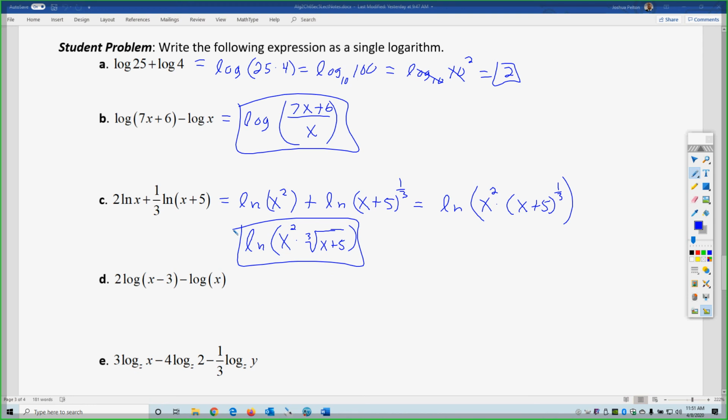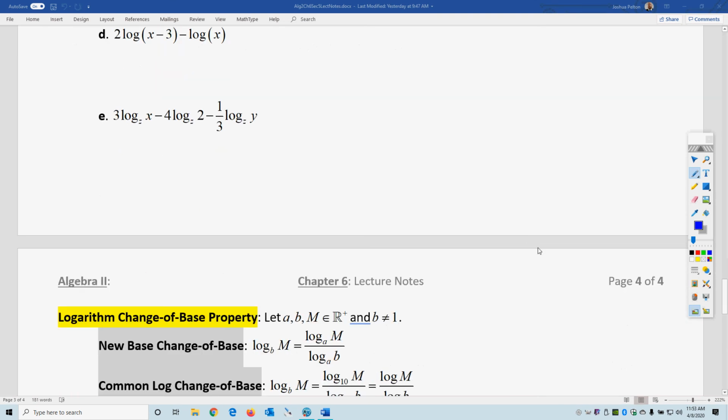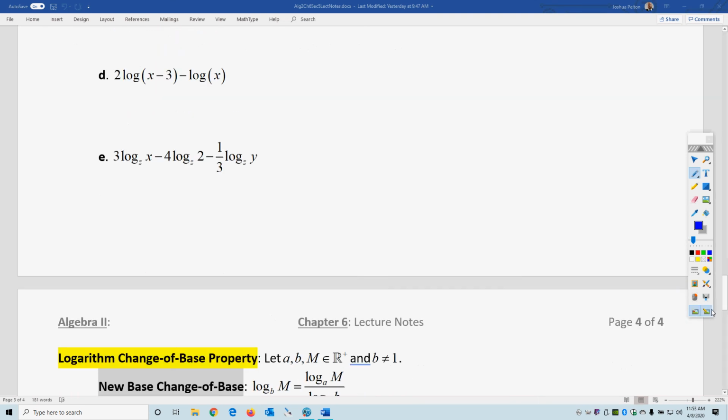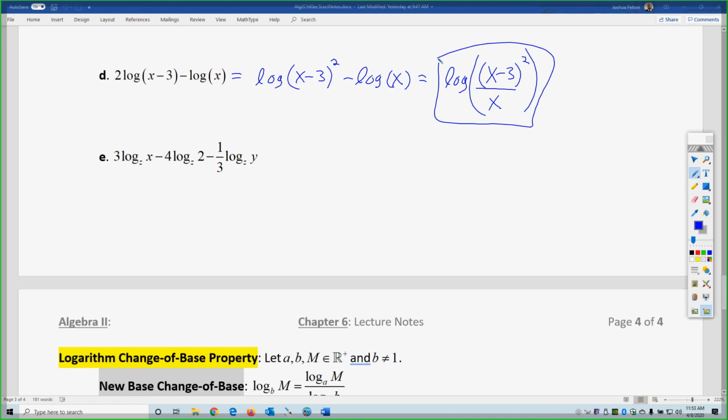Okay, D and E. All right, D has a power and a quotient. So do the power first. That's log of x minus 3 to the second power minus log base x. So using the quotient rule, I get log of x minus 3 to the second power over x as our final answer.